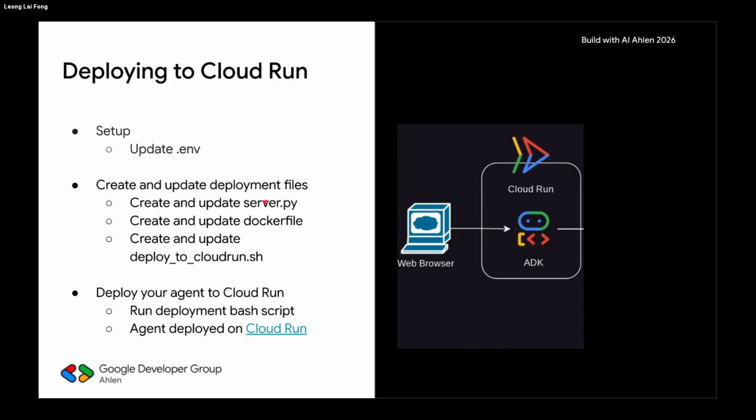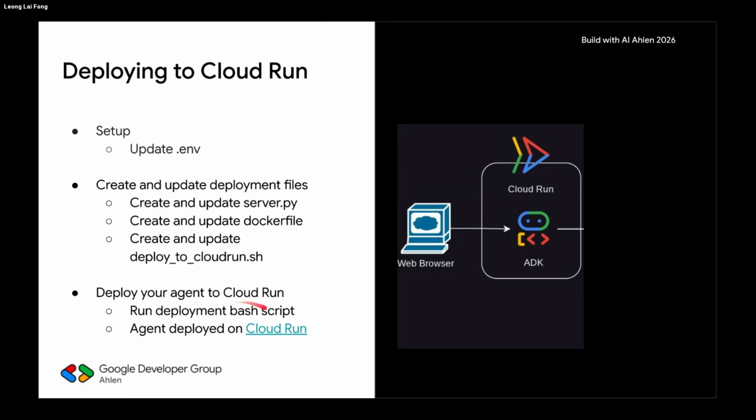So for the deployment file, we actually need 3 files here. First one is the server.py. Then we have the Docker file. And the third one is a bash script so that it can run the deployment script directly. So then after the files are ready, we will just run the bash script to deploy the agent.